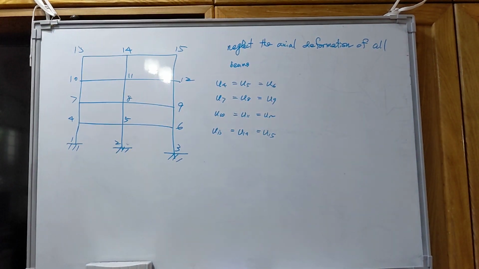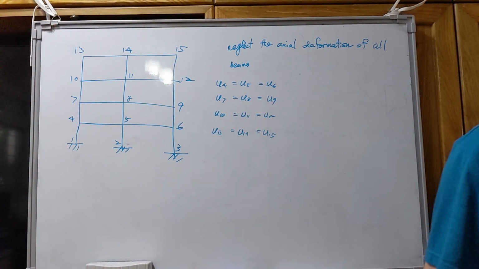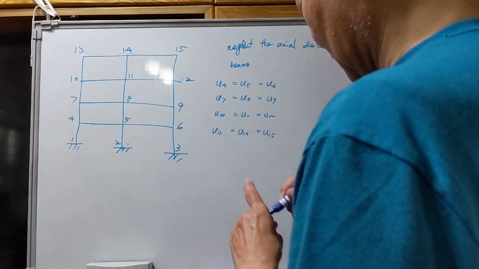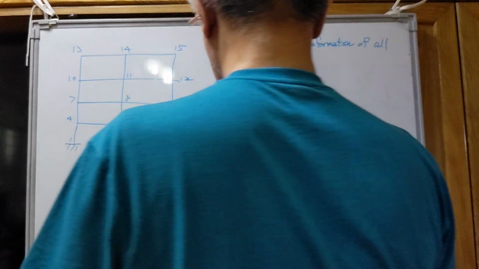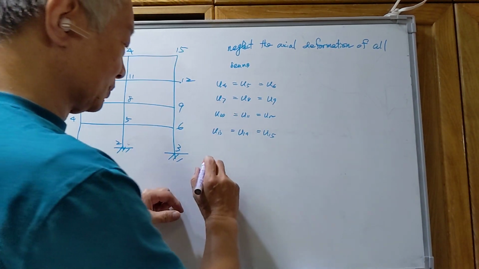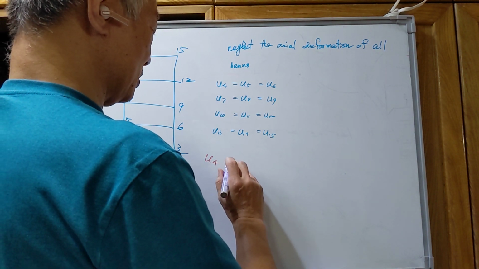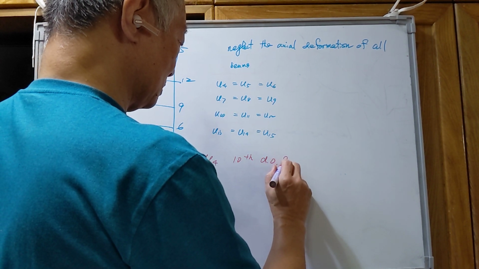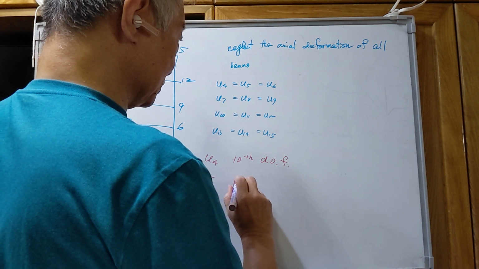And all of these are the kinematic conditions. How can we modify the global K matrix? Let's take an example of this one. The node 4, U4, is the 10th degree of freedom, and the U5 is the 13th.